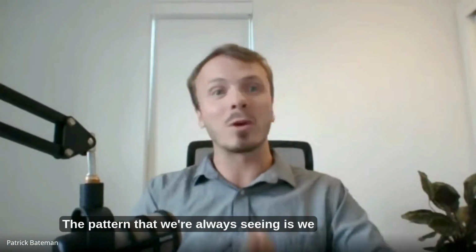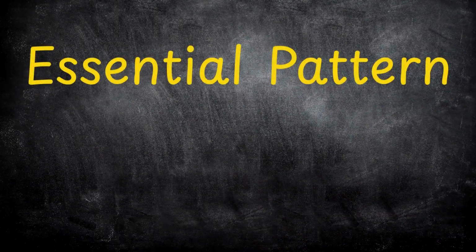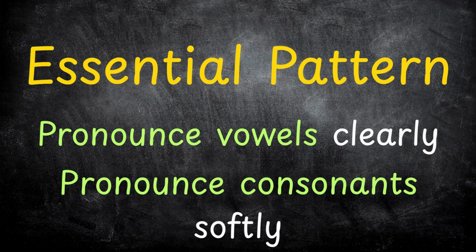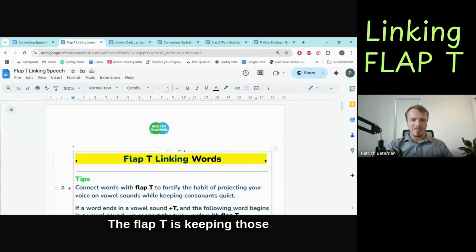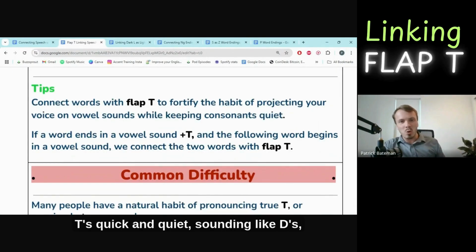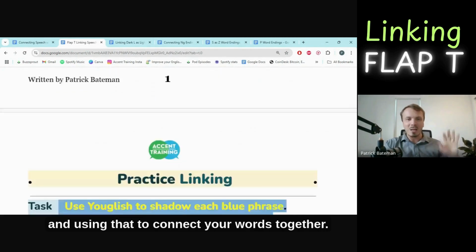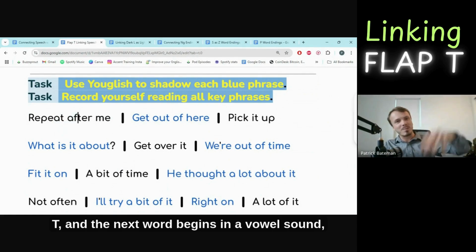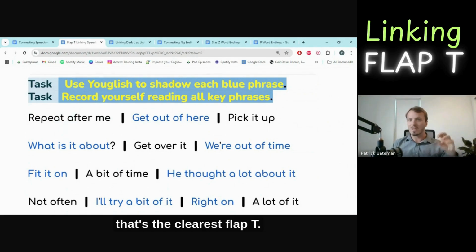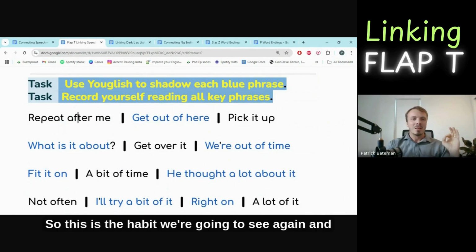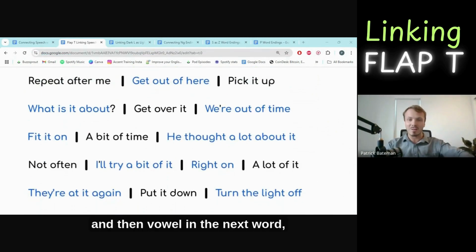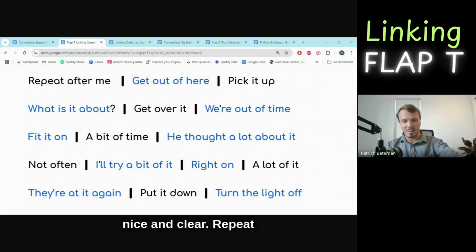The pattern that we're always seeing is we have to project vowels clearly, and consonants, the mouth muscle sounds, we got to make them weaker and quieter. The flap T is keeping those T's quick and quiet, sounding like D's, and using that to connect your words together. In particular, if a word is ending in a T and the next word begins in a vowel sound, that's the clearest flap T. So this is the habit we're going to see again and again and again. Consonant ending soft, and then vowel in the next word nice and clear.